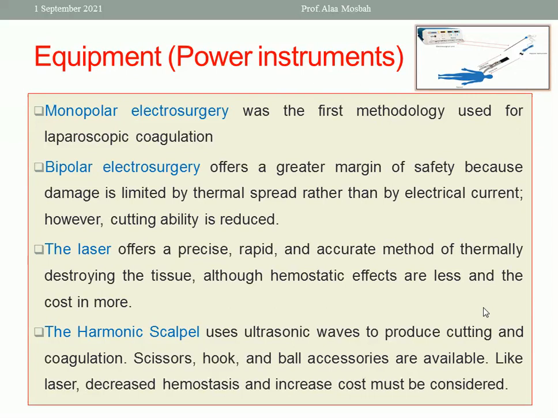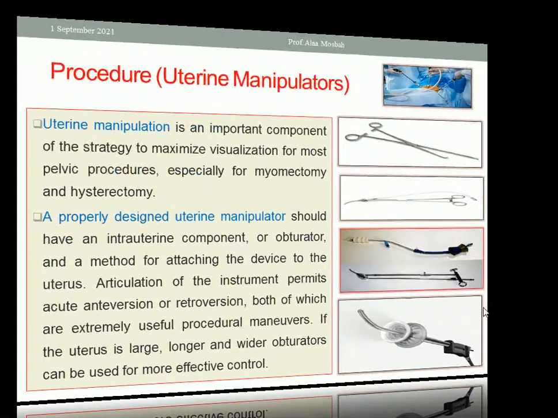What about the harmonic scalpel? It uses ultrasound waves to produce cutting and coagulation. Scissors, hook, and other accessories are available. Like laser, the decreased hemostasis and the increased cost must be considered when using the harmonic scalpel also.